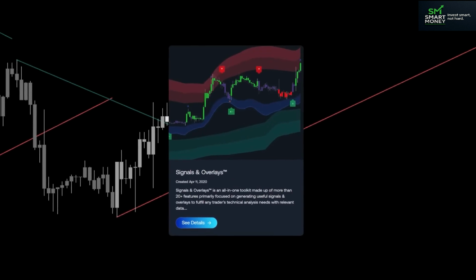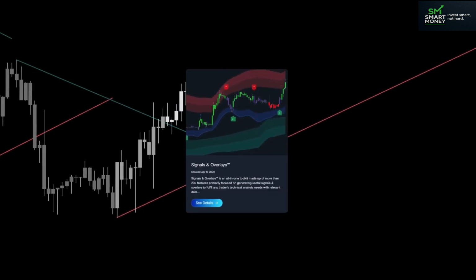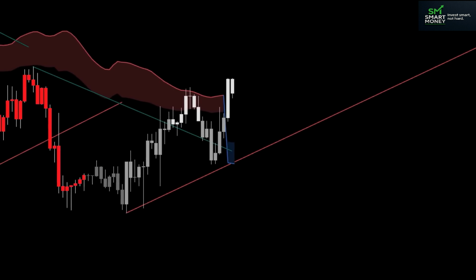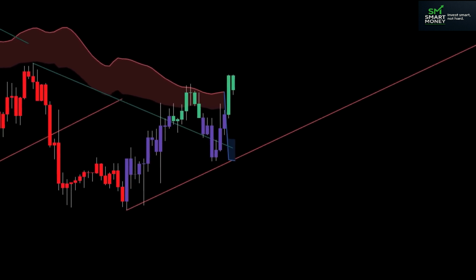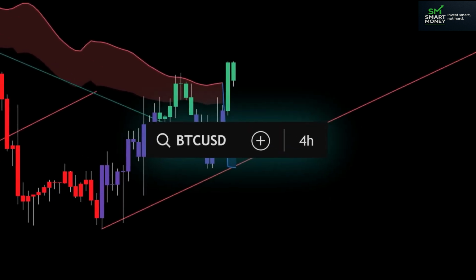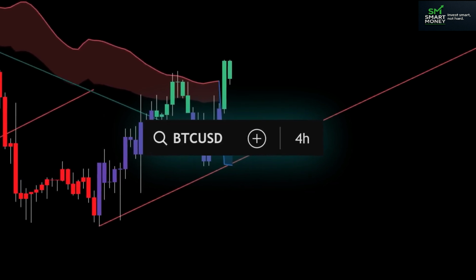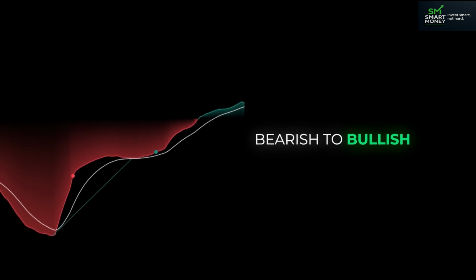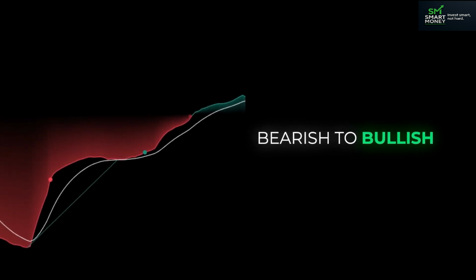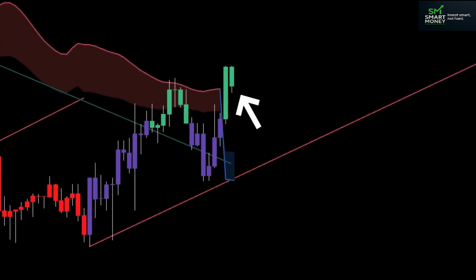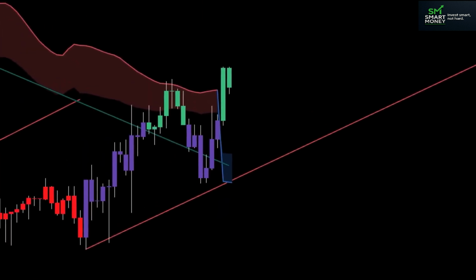That's why we're pairing this with the Signals and Overlays algo, which includes a feature called the Smart Trail, perfect for confirming entry and exit signals. In this example, we'll be analyzing Bitcoin on the 4-hour time frame. The first thing you'll notice is the oscillator transitioning from bearish to bullish conditions, with the colors shifting from red to green. Crucially, this shift happens while price is trading above the smart trail.